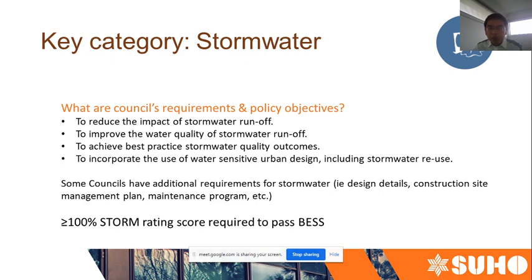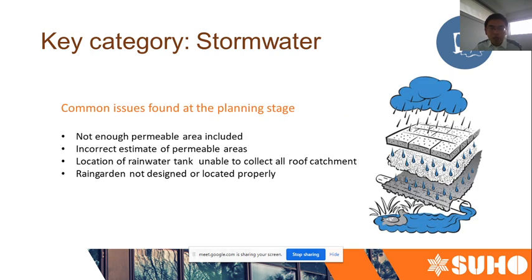Please note here, some councils may have additional requirements for stormwater, like the design details, construction site management plan, or maintenance program. In the BESS, we need to achieve a STORM score rating over 100% to get compliance with the requirements. And what are the common issues we may find at the planning stage?